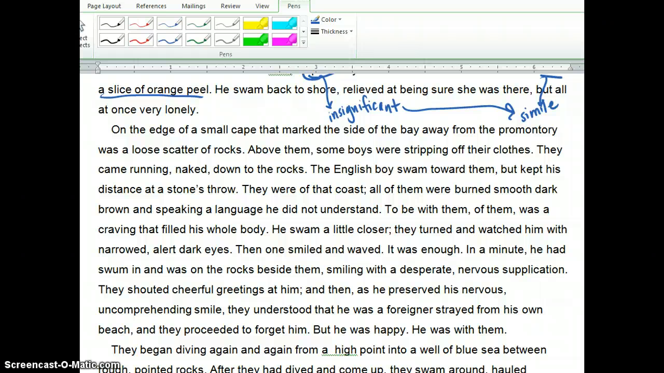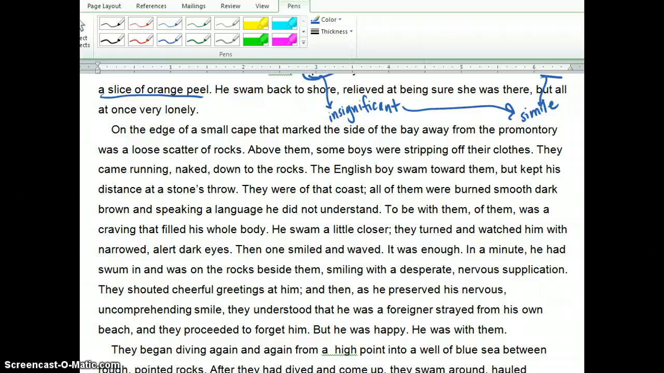He swam a little closer. They turned and watched him with narrowed, alert, dark eyes. Then one smiled and waved. It was enough. In a minute he had swum in and was on the rocks beside them, smiling with a desperate, nervous supplication. They shouted cheerful greetings at him, and then, as he preserved his nervous and uncomprehending smile, they understood that he was a foreigner strayed from his own beach, and they proceeded to forget him. But he was happy. He was with them.